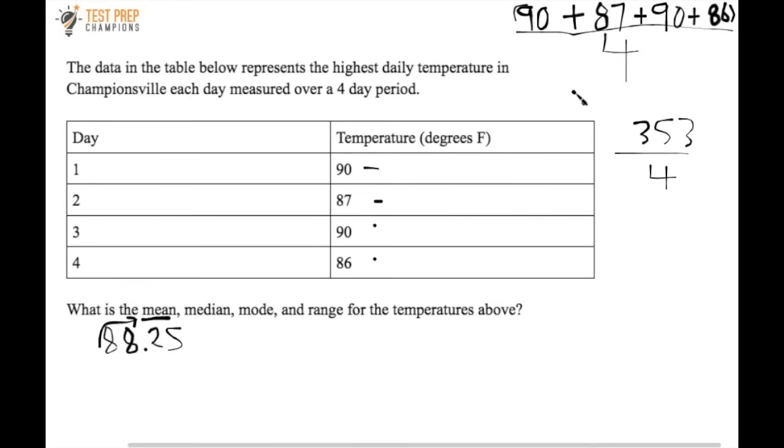Obviously, on the test, you need to get that answer right so that you can get more points on the test, but I'm mainly concerned with the process. So let's move on to the median now. In the median, which a lot of people often remember, the median is the middle number, but you have to first put them in order from least to greatest.